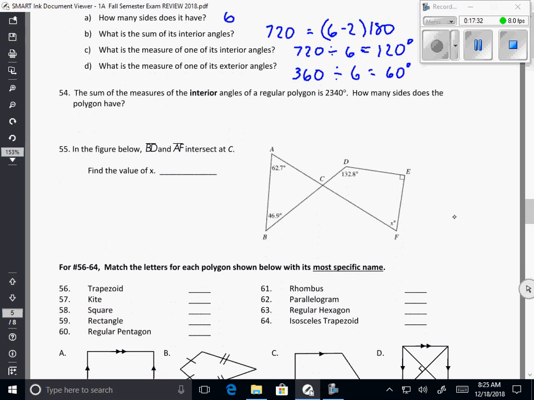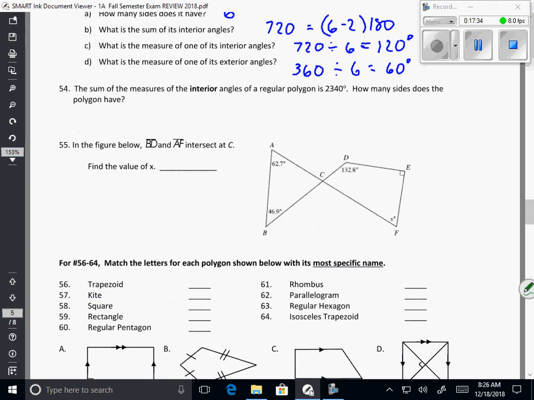All right, the sum of the interior angles of a regular polygon is 2,340. How many sides must that thing have had? N minus 2 times 180 is the formula we would have used, but we didn't know n. But we knew the answer. So when we work backwards, divide both sides by 180, and then add 2, we get an n value of 15, which is the number of sides it must have had.